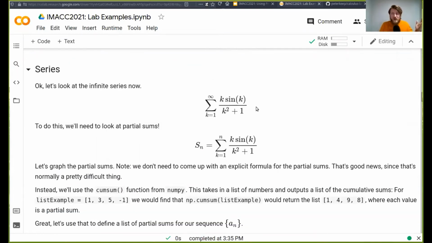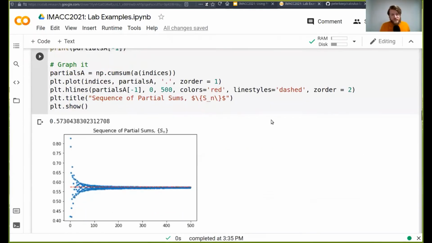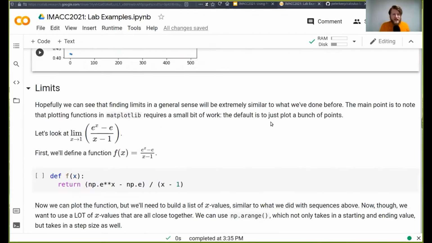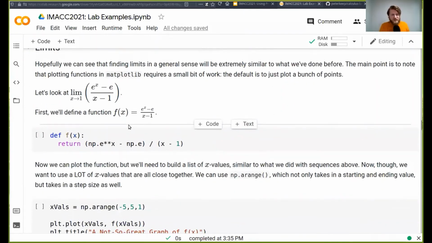That's something that we normally wouldn't get to do too much with in a Calc 2 class: figure out specifically what these converge to if they're not these nice known infinite series. There's lots of follow-up questions that we could ask on there. There's more plotting stuff for limits that we can do.